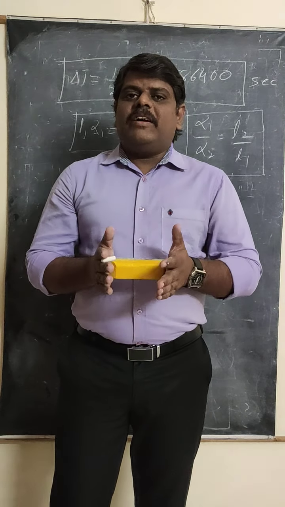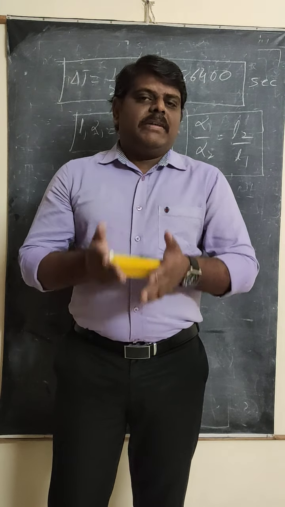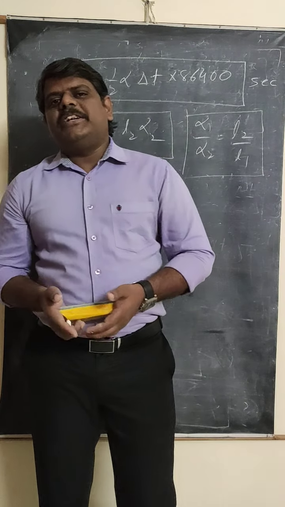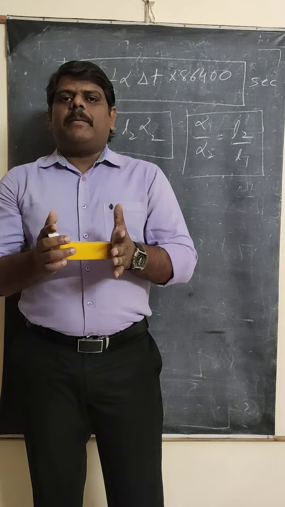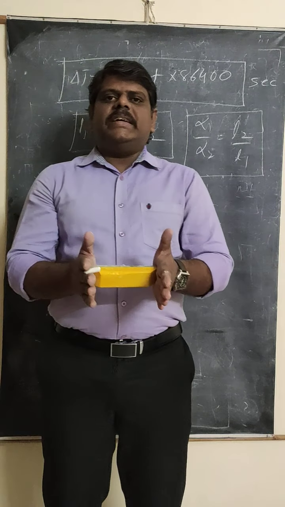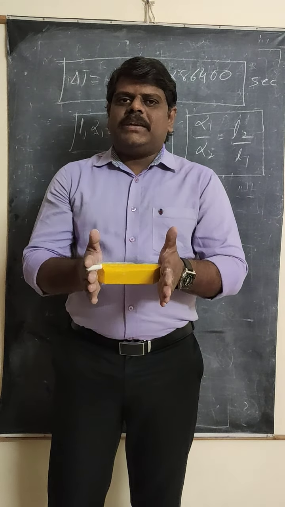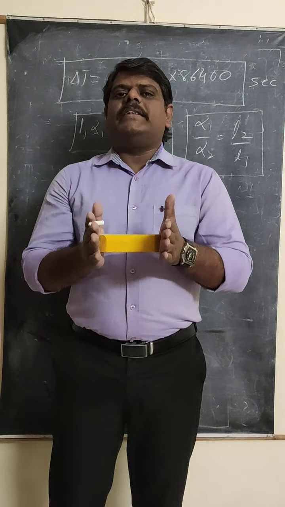Thermal stress develops not only when the temperature is increased, but also when the temperature is decreased. If you decrease the temperature, the rod will try to contract, but the rigid supports do not allow the contraction. So in both cases thermal stress is developed. The formula is F by A is equal to Y into alpha into delta T. This is the formula to find the thermal stress: F by A is equal to Y into alpha into delta T.